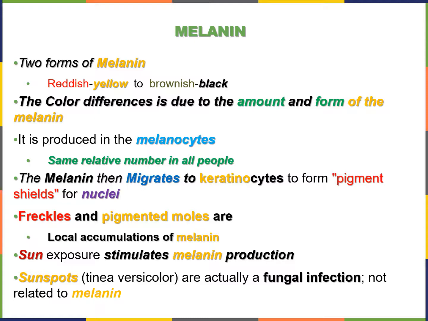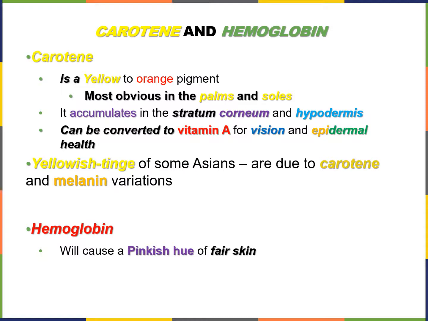Sun exposure stimulates melanin production. It takes a little while for that to take place, so our tan develops over several days. Now, what we call sunspots, tinea versicolor, is actually a fungal infection, and it's not related to melanin pigment.